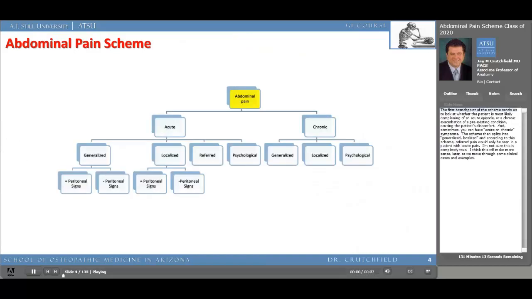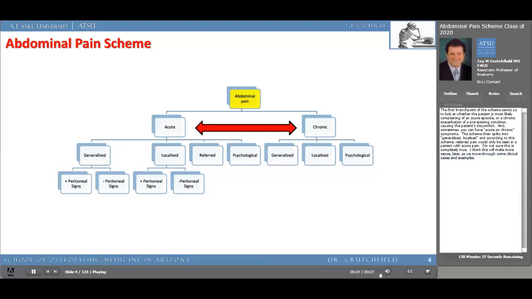The first branch point of the scheme sends us to look at whether the patient is most likely complaining of an acute episode or a chronic exacerbation of a pre-existing condition, causing the patient's discomfort. And sometimes you can have acute on chronic symptoms. The scheme then splits into generalized, localized, and according to this scheme, referred pain would only be seen in a patient with acute pain. I'm not sure that this is completely true. I think this will make more sense later though as we move through some individual clinical cases and examples.